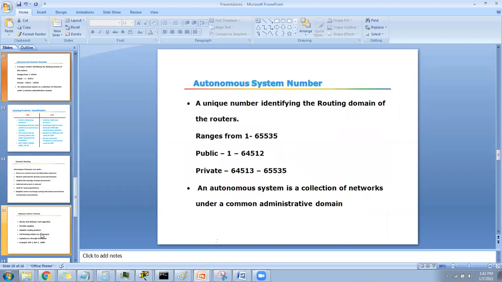What is an autonomous system? It is a unique number identifier of the routing domain of the routers, ranging from 1 to 65535. Autonomous systems also have two types, public and private. You remember public and private IP addresses. Similarly, an autonomous system is owned by some organization. If you want to use one within your organization, you should use 64512 to 65535, between this range. The rest you need to purchase; these are the public autonomous systems.